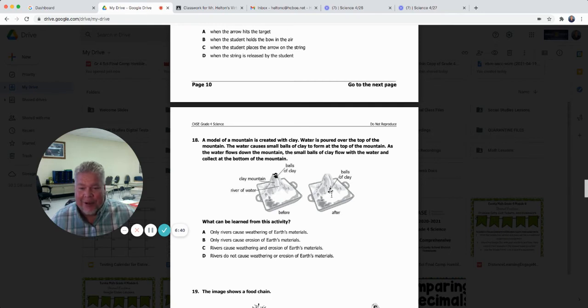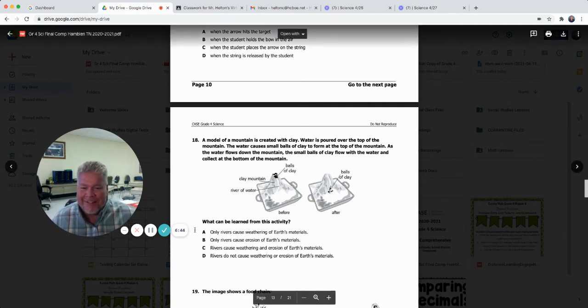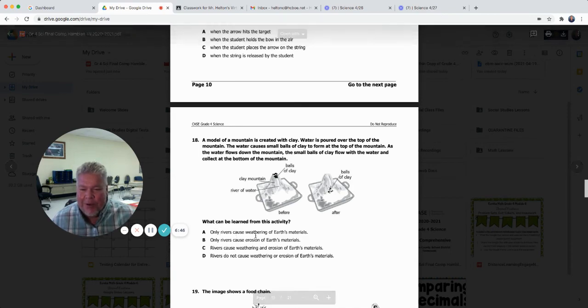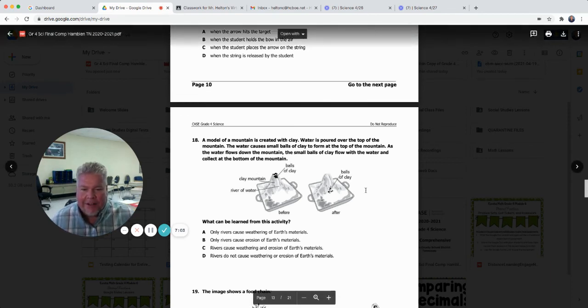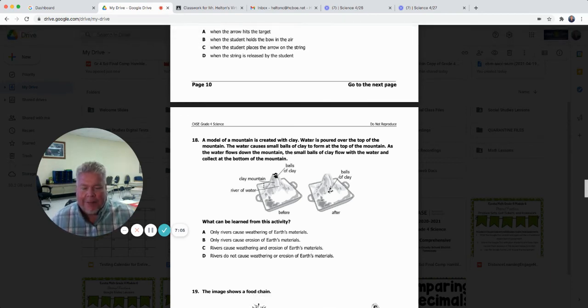Okay, what can be learned from this activity? Don't pour water or you make a mess, right? Well, let's see what the answers are. Only rivers cause weathering of Earth's materials. Only rivers cause erosion of Earth's materials. Rivers cause weathering and erosion of Earth's materials. Rivers do not cause weathering and erosion of Earth's materials. All right. You could forget the silly example they gave us and just think about which one of these is true.